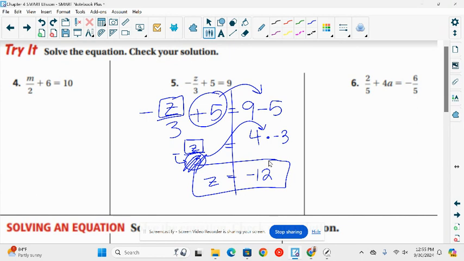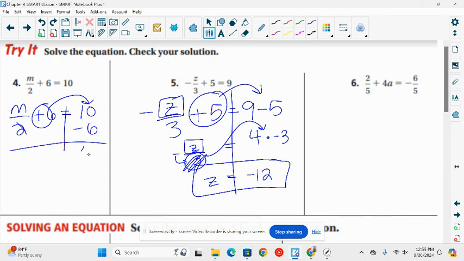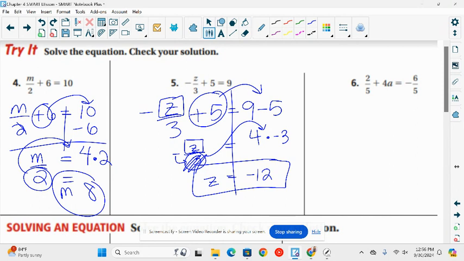Number 4. What did you move first? The plus 6. Okay, how did you move it? Made it 10 minus 6. Okay. Which gave me a difference of 4. How did I move the 2? We multiply by 4. Okay. Which gave me a product of 8. So m equals 8. Do y'all agree?